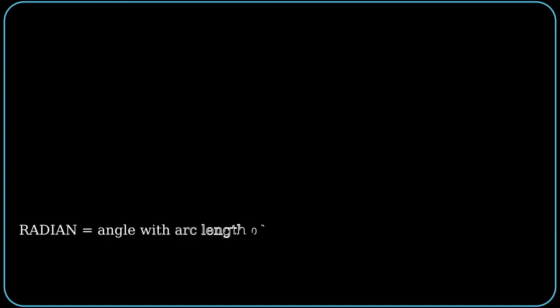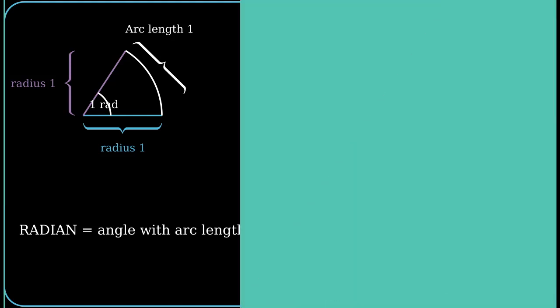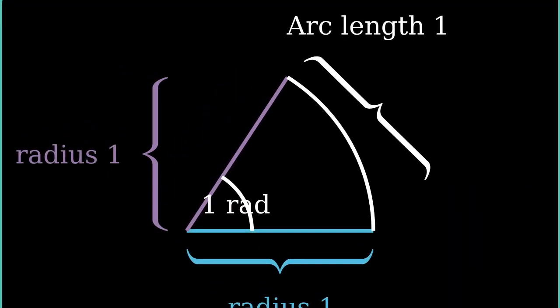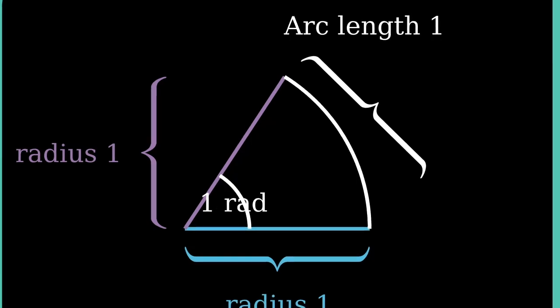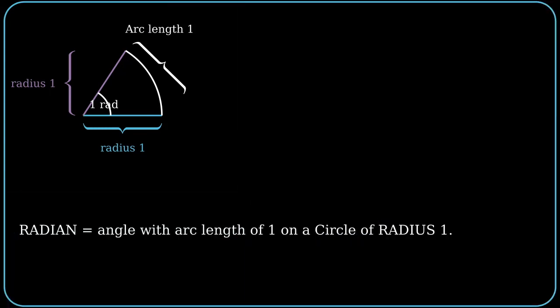A radian is the angle with an arc length of 1 on a circle of radius 1. So in this picture, the blue line is from the unit circle and it has radius 1. And the purple line, value 1. And if the arc length is also 1, the arc in white, if that's length is 1, then we define the angle between the blue and purple lines to be 1 radian. This is the definition of a radian.